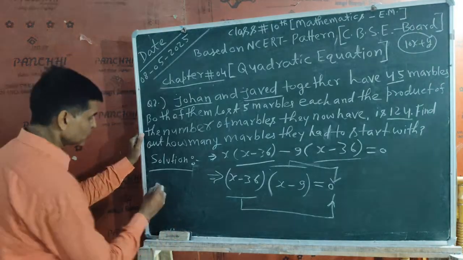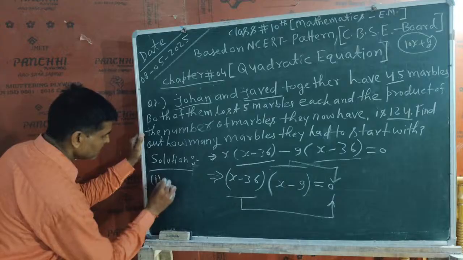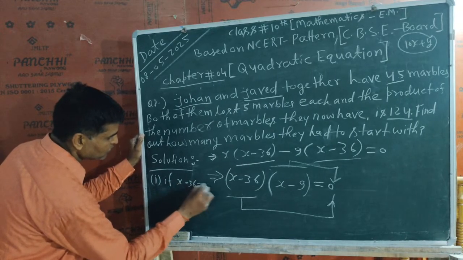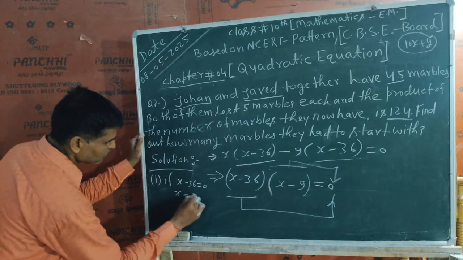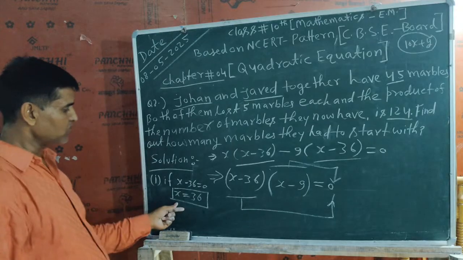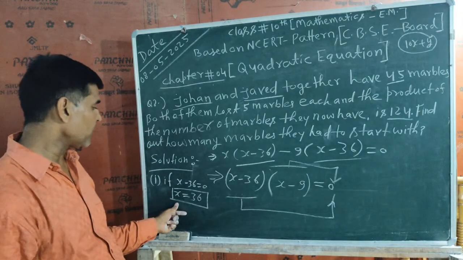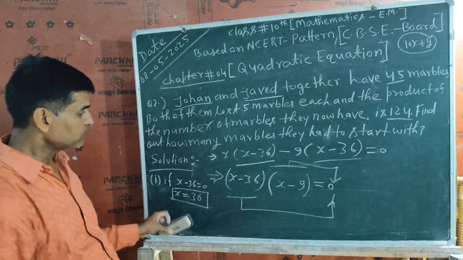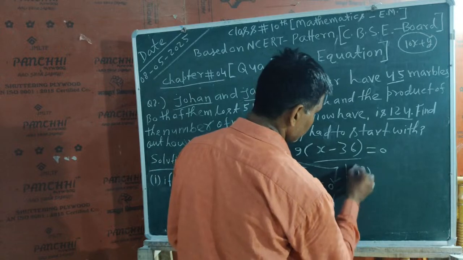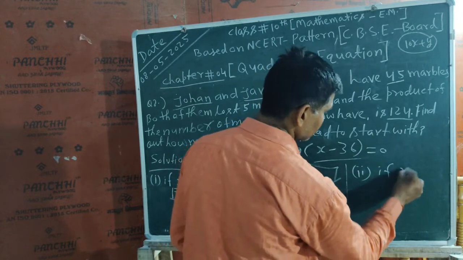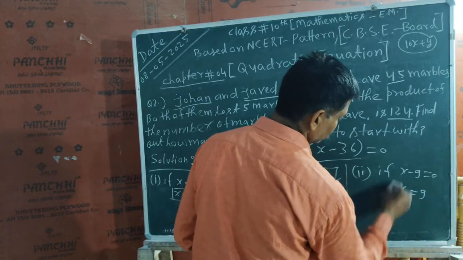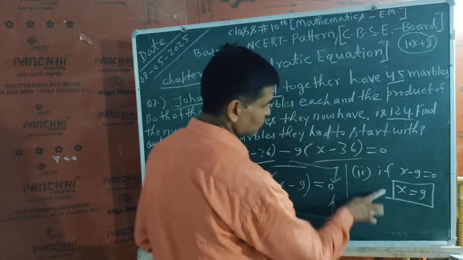So I am going to write here case number 1. If x minus 36 is equal to 0, so I will write x is equal to 36. Okay students, so this value I have to assume for Java. Now the other condition, condition number 2: if x minus 9 is equal to 0, so I will take the value of x is equal to 9.